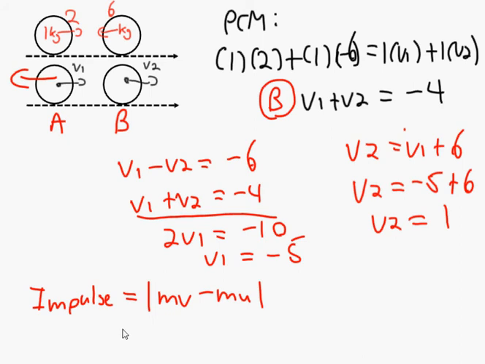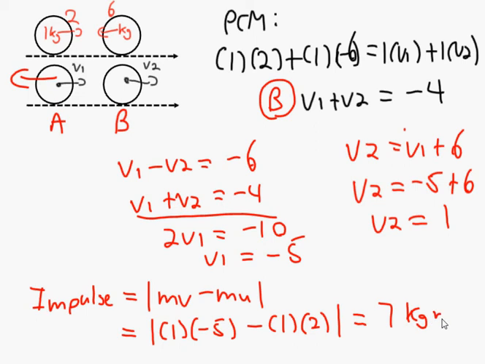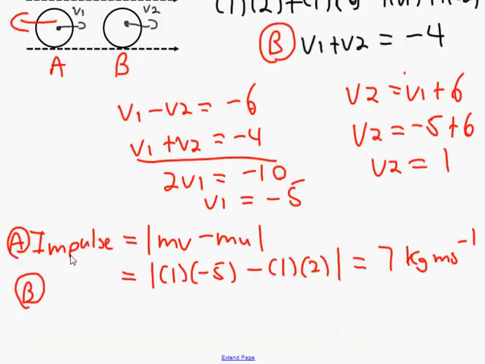Okay, sphere A has a mass of 1. What was its final velocity? It was minus 5, yeah? It was going 5 in the opposite direction. And then its initial velocity was 2. So therefore its impulse is going to be 7 kilograms ms to the minus 1. That's for particle A.